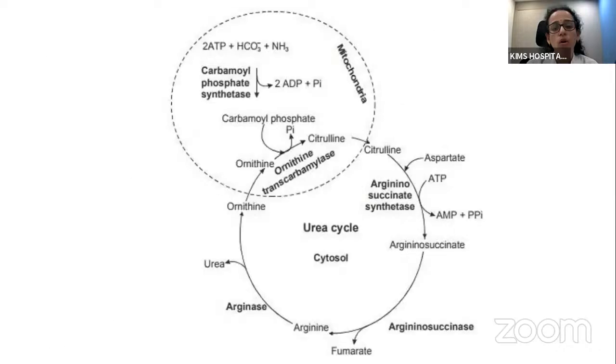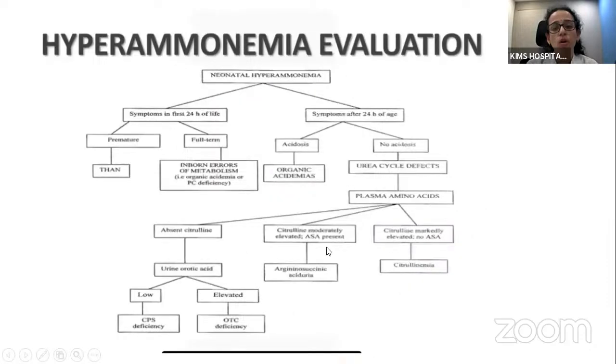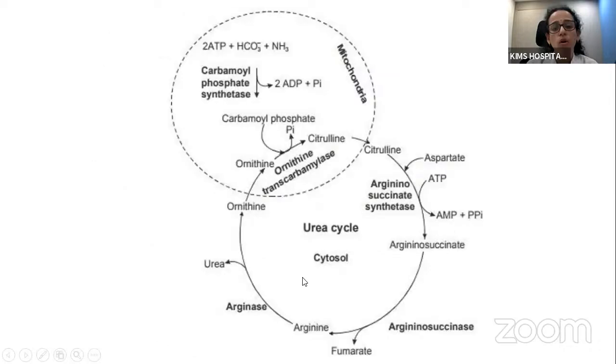So this is the urea cycle which we were discussing. Here we will be looking at these different products like citrulline and argininosuccinate. Whenever one of the substrates is absent, then the previous enzyme which is acting on that is the defective enzyme. If there is no argininosuccinic acid, then that is citrullinemia. If ASA is present, then that is argininosuccinic aciduria.